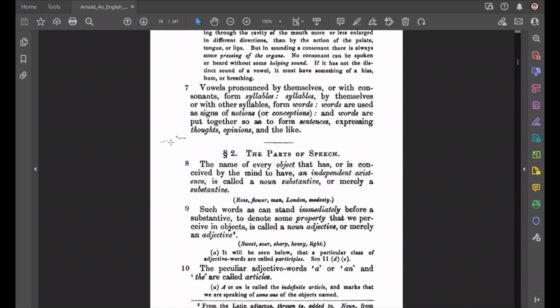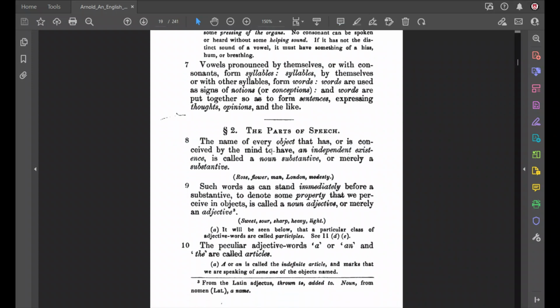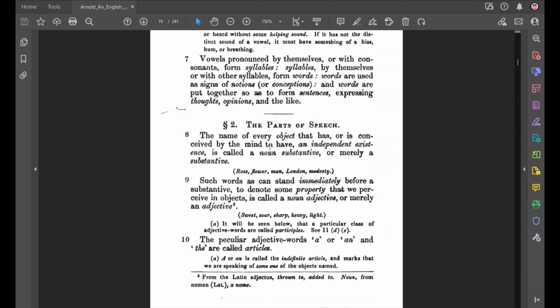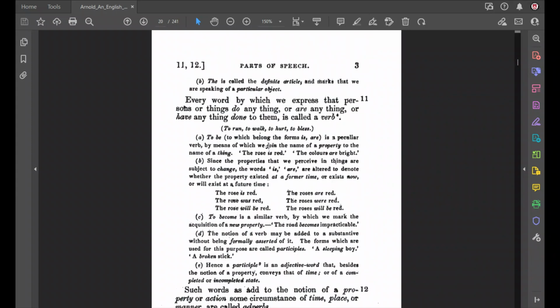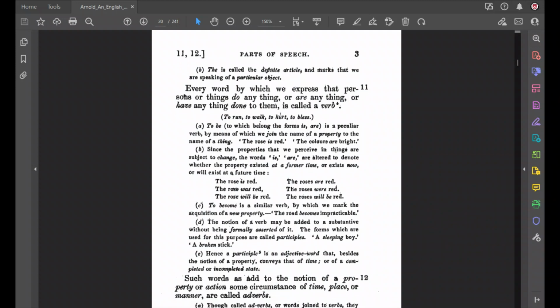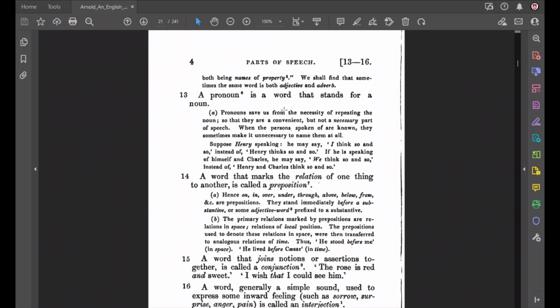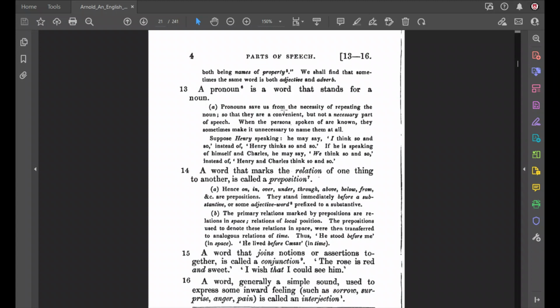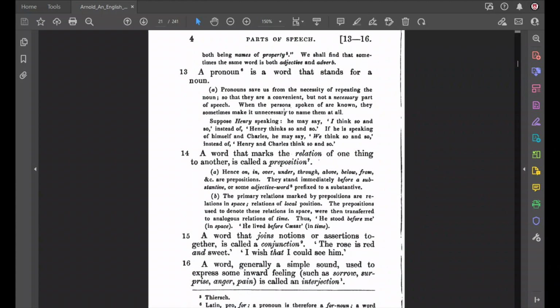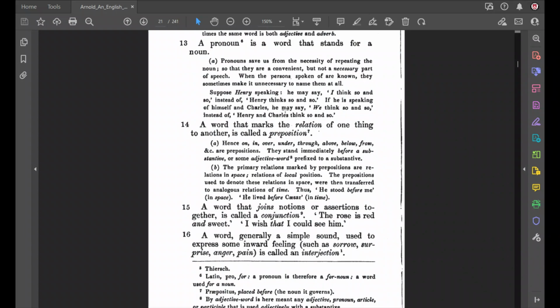The parts of speech were listed in our lesson in Chapter 2. We started with substantive nouns. Then we learned about noun adjectives. We learned about articles. We went on to learn about verbs and participles. We learned about adverbs. On to the next page here. Let's see, scroll down. We learned about pronouns. We learned about prepositions, conjunctions, and interjections. So through lesson 2, we learned about 10 different parts of speech.